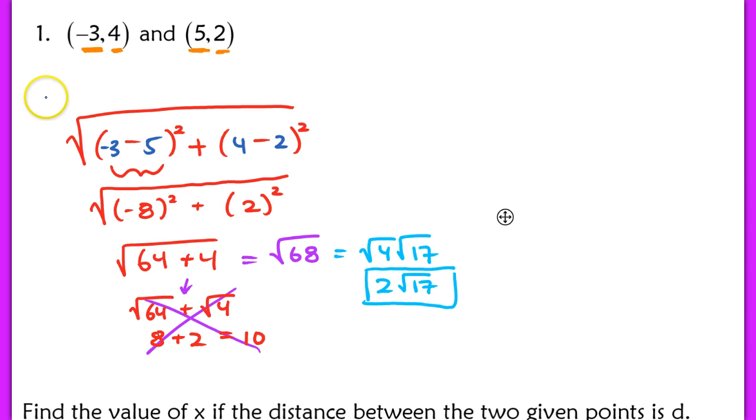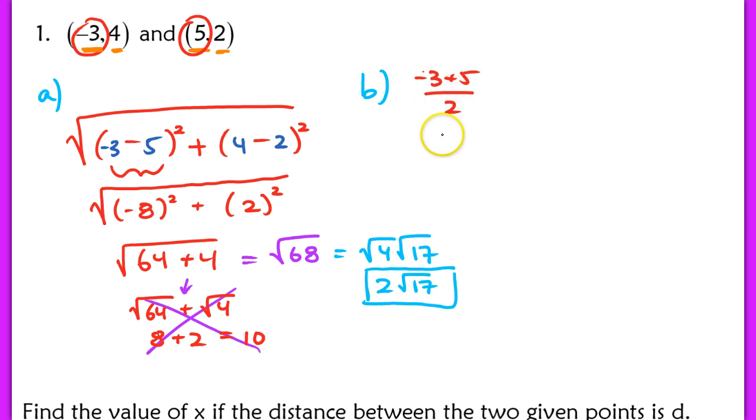All right, so for part B here, we've already answered part A with the distance. For part B, we want to find the average, so what we're going to do is add the x values. So we have -3 plus 5, which is going to give me 2. And then divide that value by 2. So I end up with an x-coordinate here of 1. Okay, and then for my y-coordinate, I have 4 plus 2. Find the average of 4 and 2. Divide that by 2, and I will get 3.